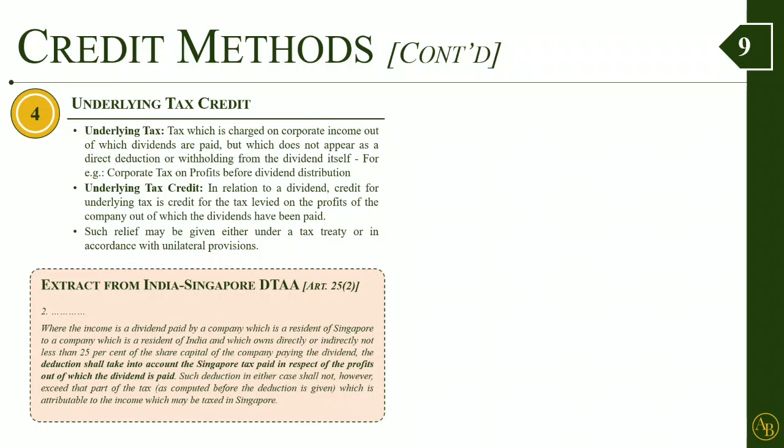Now such relief may be given either under a tax treaty or in accordance with the unilateral provisions. This is an example of that, an extract from the India Singapore DTAA. As you may see, I am just reading that extract: where the income is a dividend paid by a company which is resident of Singapore to a company which is resident of India and which owns directly or indirectly not less than 25% of the share capital of the company paying the dividend, the deduction shall take into account the Singapore tax paid in respect of the profits out of which the dividend is paid. Such deduction in either case shall not, however, exceed that part of tax as computed before the deduction is given, which is attributable to the income which may be taxed in Singapore.